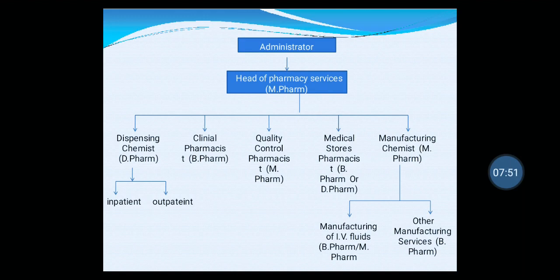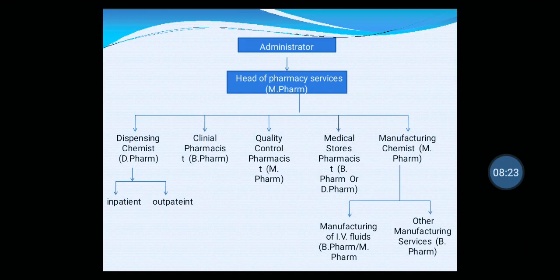Next, medical store and pharmacist. This should be a B-Pharm or D-Pharm qualified person working in the medical store. Next, manufacturing chemist, M-Pharm. These two types work. Manufacturing of the IV fluids by B-Pharm and M-Pharm persons, and other manufacturing service by B-Pharm persons. That is manufacturing of the IV fluids such as large volume parenteral and small volume parenteral.